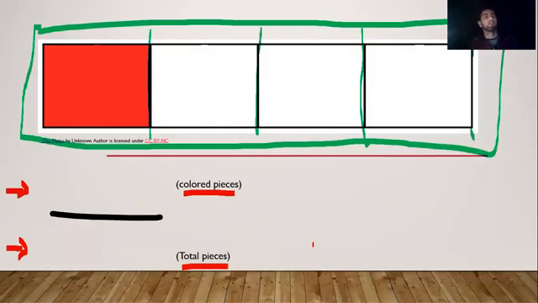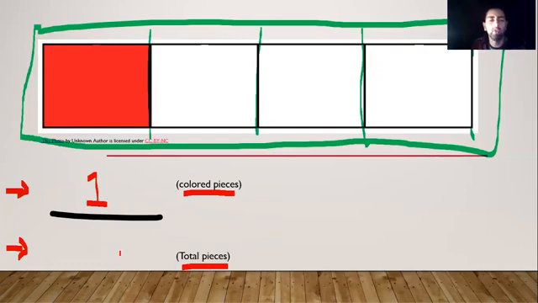Who am I going to call on? Let's see. Raise your hand if you think you have it. All right, Susie. What do you think the top number is? Top number, colored pieces. How many colored pieces do we see up top? You said 1? That's exactly right. 1 piece. So here's 1.